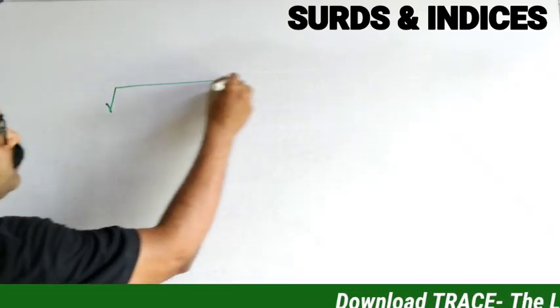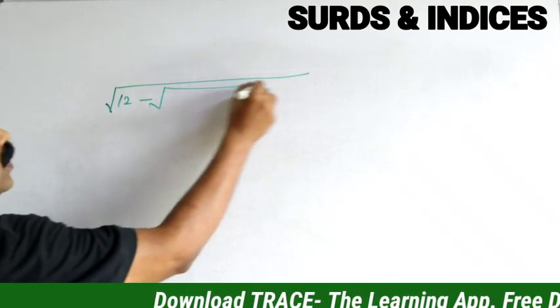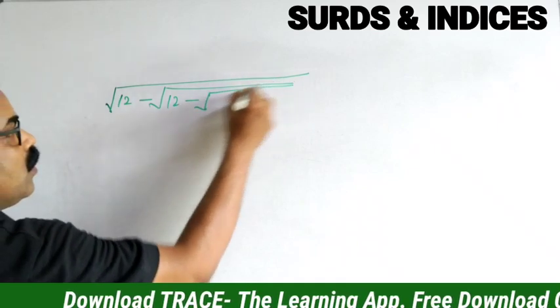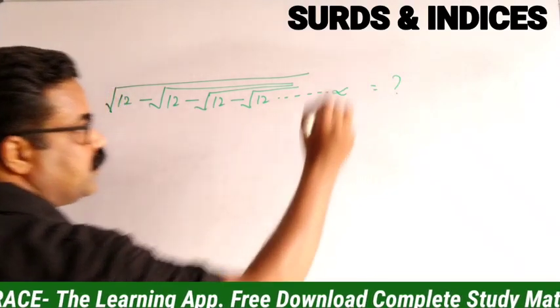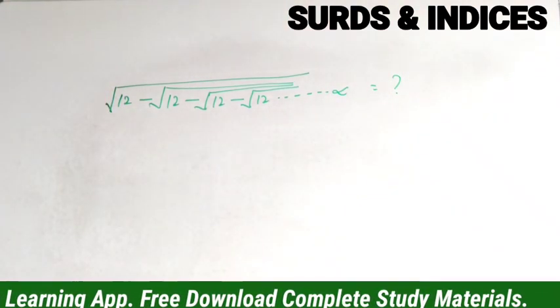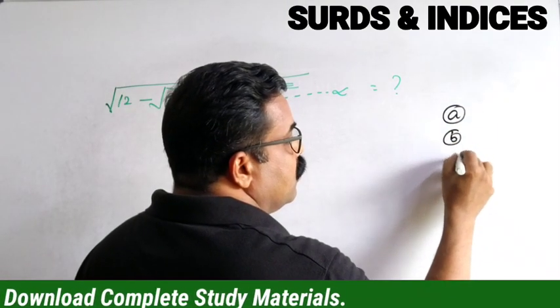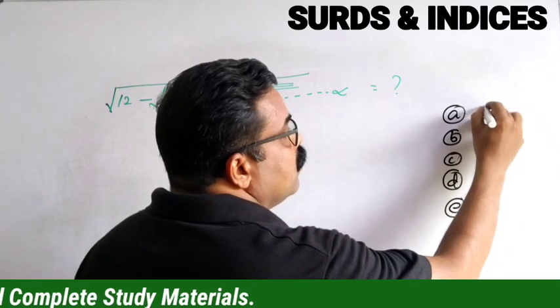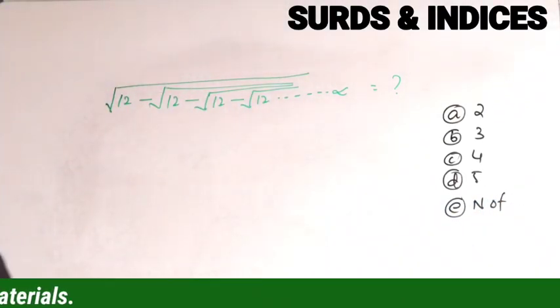So, let us solve the same type of question once again with a different number. For example, root of 12 minus root 12 minus root 12 minus root 12 up to infinity is equal to what? This is the question given. Here also you have options given: 2, 3, 4, 5, none of these. These are all the options given. Same way we will continue.